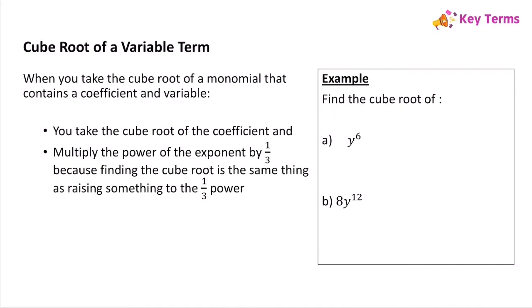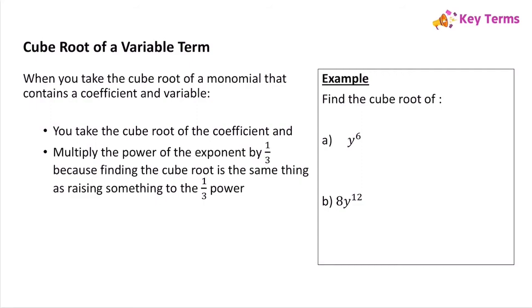It's going to be similar to what we did when we did square roots. So to take the cube root, you just take the cube root of the coefficient, the numerical part, and then multiply the power of the exponent by 1/3, okay? Because that's going to be the same thing as finding the cube root of something.